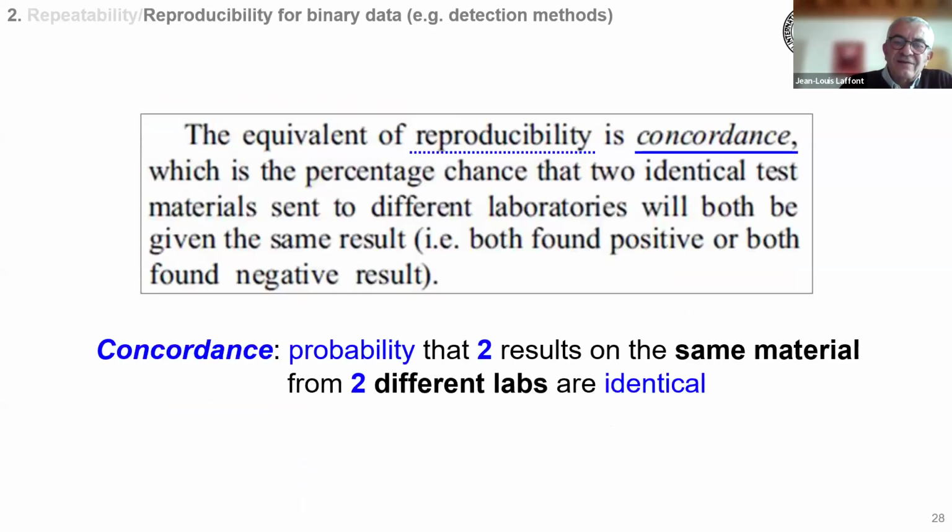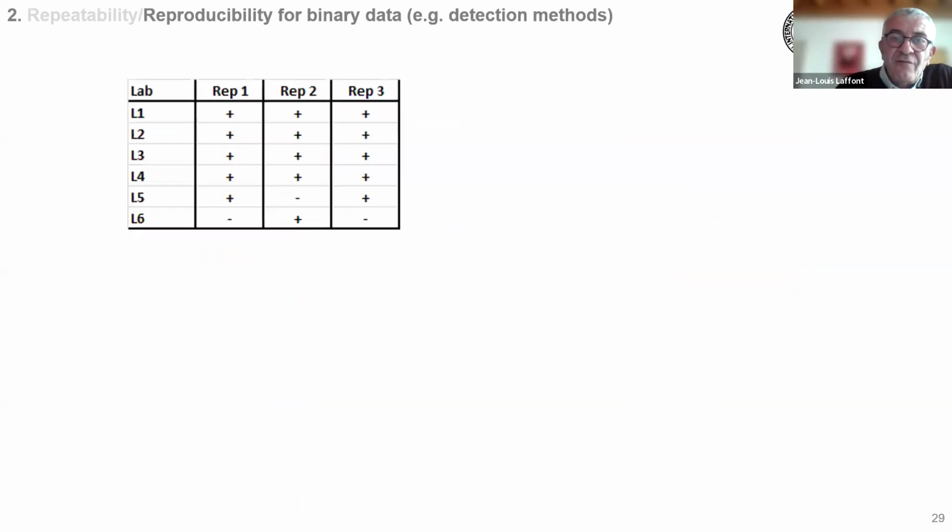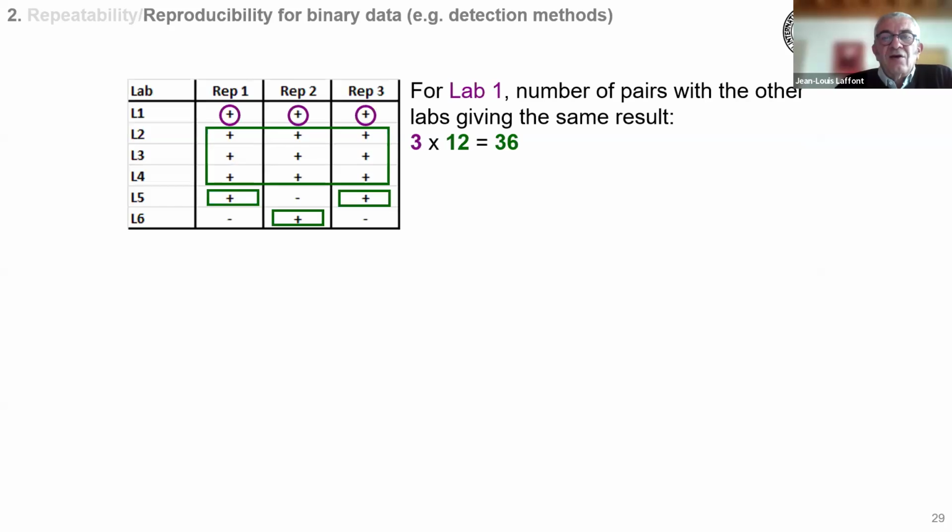Now about concordance. Concordance is also a probability, and it is the probability that two results on the same material, but from two different labs, are identical. So how do we compute this probability for our example? For lab 1, the number of pairs with the other labs giving the same result is equal to 36. You can count this number of pairs giving the same results with the other labs manually, and in this example, it's equal to 36.